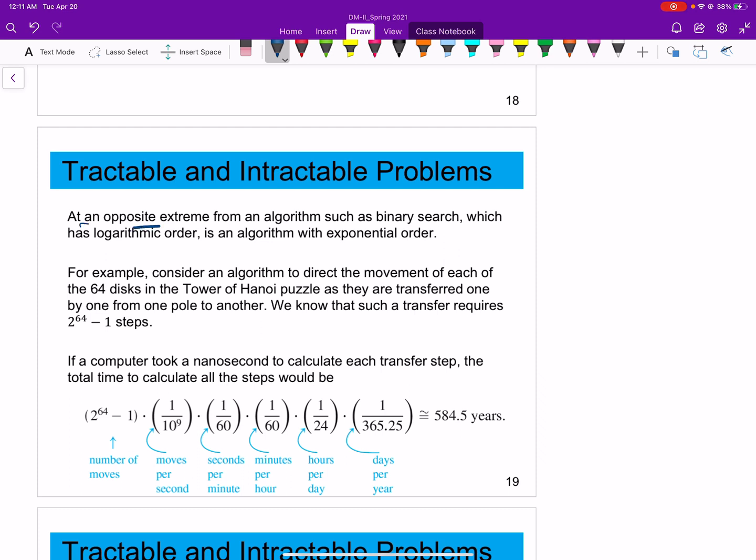At an opposite extreme for an algorithm such as binary search, which has logarithmic order, is an algorithm with exponential order. So you know the binary search, which has logarithmic order, but there are some algorithms with exponential orders. That means very expensive. They are very expensive.